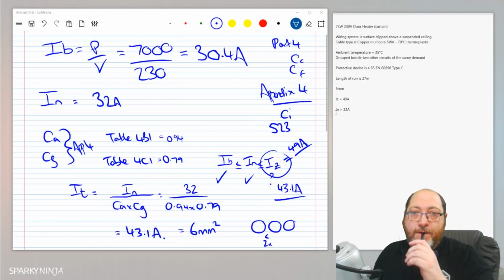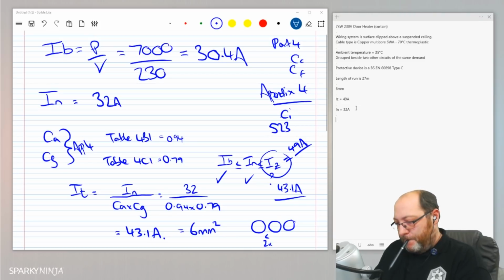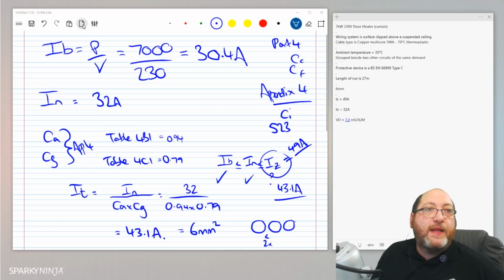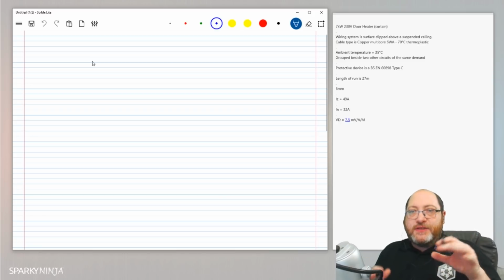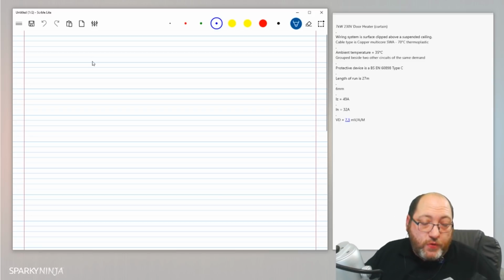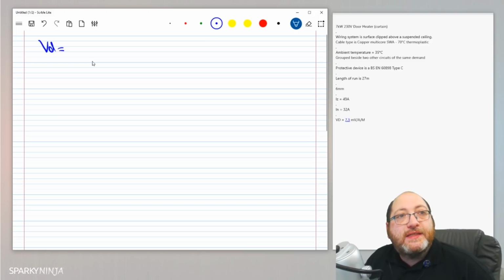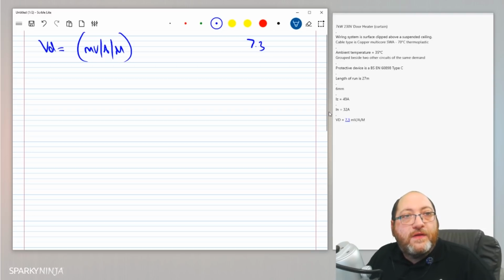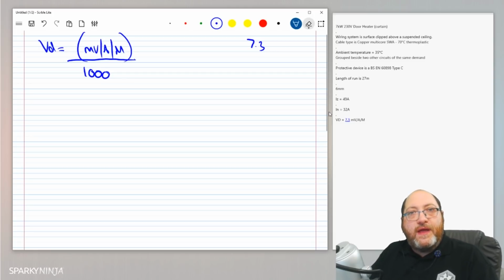So I'm going to write that. That's my reference for now. Let's clear this up. That's just showing the IB, IN, IZ bit with the tabulated value. But this is the more common one. Volt drop is equal to the millivolt per amp per metre number, that's the number we just got, 7.3, over 1,000.